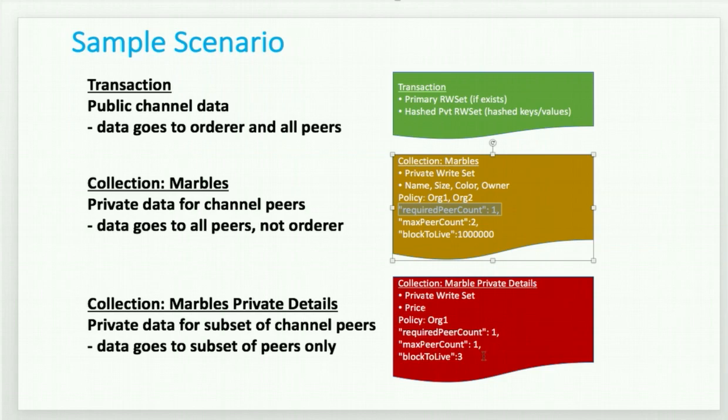Note also we have a concept of block to live. So for very sensitive information, maybe pricing information or maybe personal information, even the private data shouldn't live on the authorized peers forever. So maybe it only lives for a short time, maybe that's a day, maybe that's a year. But the way you configure this is through a block to live property. So for the marbles private pricing details, we have a block to live of 3, which means this data will live on the blockchain or the SideDB for 3 blocks, and after that it will get purged.